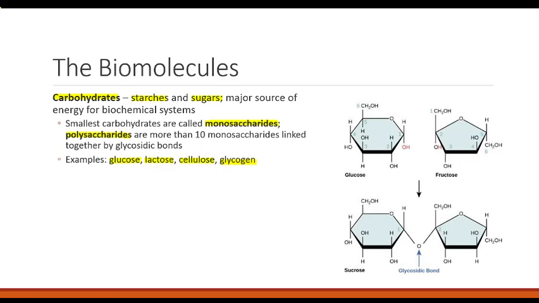So let's look at three representative carbohydrates here. We have a monomer here, glucose, and then you have fructose or fruit sugar. When they are joined together by a dehydration reaction, they form sucrose or your table sugar. This is a glycosidic bond. Don't worry too much about this one. A glycosidic bond is just a bond between two sugars.